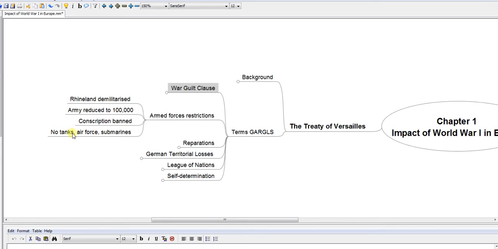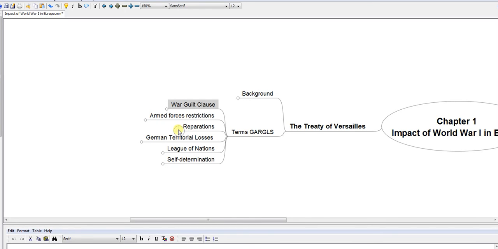And finally, the German army was not allowed to have tanks, which really weakened it. Also, it wasn't allowed to have an air force or submarines. Essentially its navy was restricted to a handful of battleships, which weren't really sufficient to defend itself. So if you think about all these armed forces restrictions, think about how the Germans would feel about their ability to defend themselves in the event of another war.